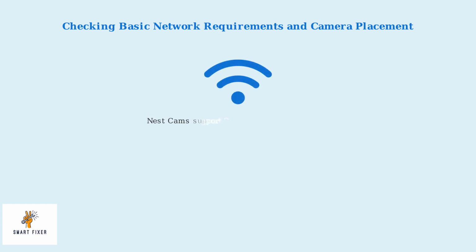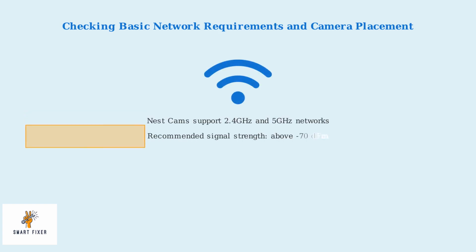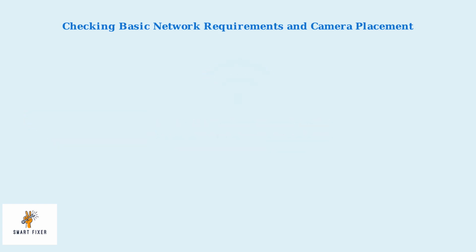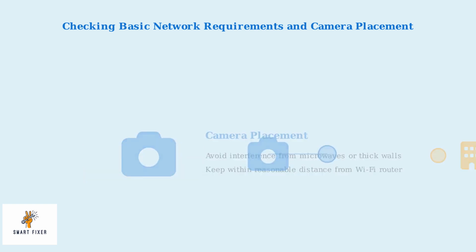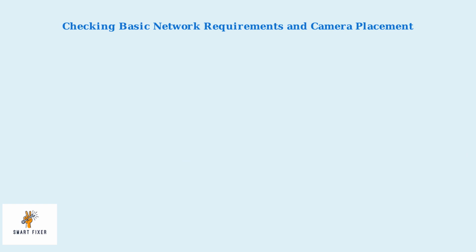First, verify your Wi-Fi is functioning correctly and meets Nest Cam's requirements. Nest Cams support both 2.4 GHz and 5 GHz networks with a recommended signal strength above 970 dBm. Ensure your Wi-Fi uses WPA2 or WPA3 encryption for security. Also, check your camera's placement to ensure optimal connectivity. Avoid positioning near sources of interference like microwaves or behind thick walls. Ideally, place the camera within reasonable distance from your Wi-Fi router.